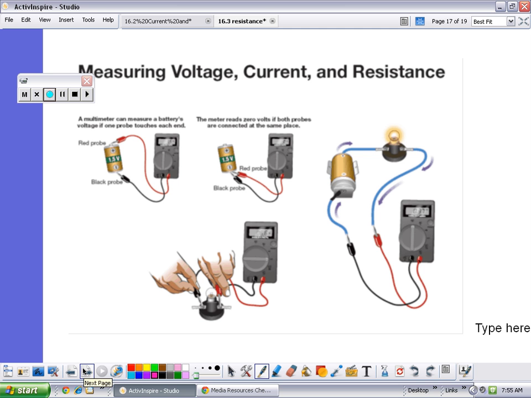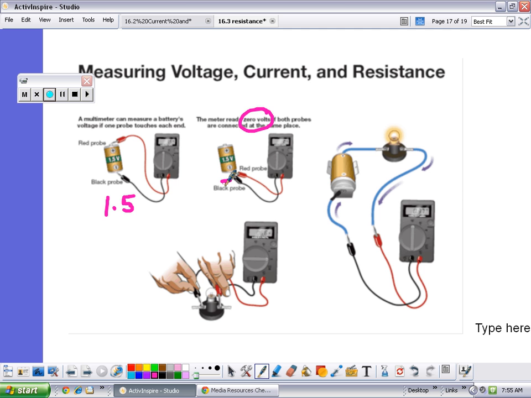Here you guys did this in lab also, measuring voltage and current and resistance. So a multimeter can be used to measure a battery's voltage. And we did that, and this reads 1.5 because a typical battery is 1.5. And you have to touch each end, a positive and a negative, to have the potential difference. The meter reads 0 volts if you're only on one end because you don't have that potential difference.